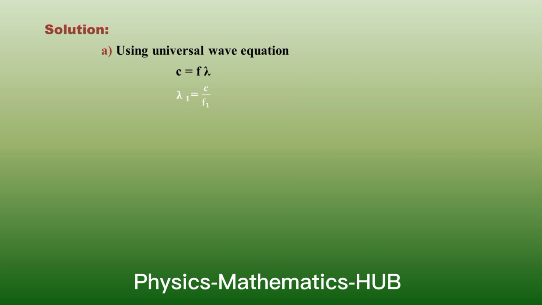For AM wave, replace lambda by lambda 1 and F by F1 and arrange it for lambda 1. We get lambda 1 is equal to C over F1, where lambda 1 is the wavelength we are trying to find. C is the speed of light, which is 3 multiplied by 10 to the power 8, which is actually the speed of the electromagnetic waves, and F1 is the frequency of the AM wave.